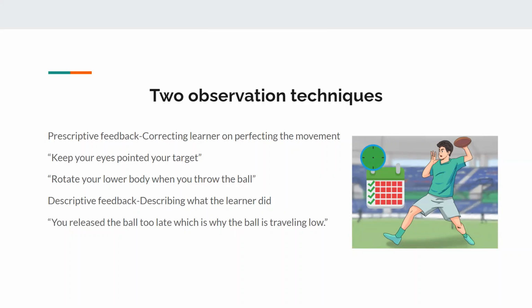As for descriptive feedback, that is describing what the learner did. So this could be something such as you released the ball too late, which is why the ball is traveling low. This will help the learner with fixing their mistakes on things they already know, so it won't really mess them up like prescriptive.